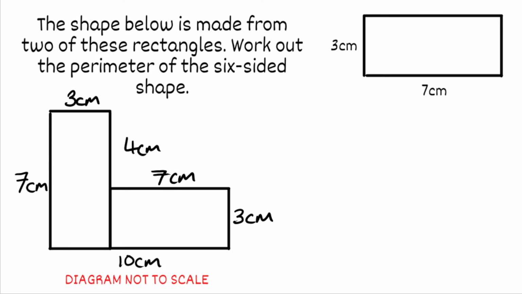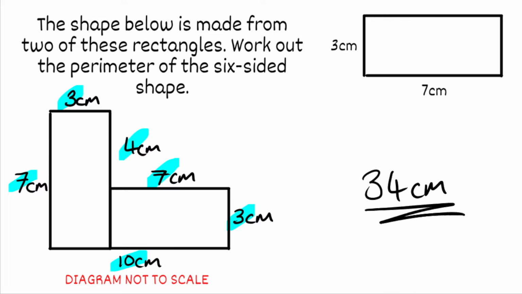So now we've got lengths for all the sides. All we need to do is add them together. So we've got 7, add 3, which is 10. Add 4 gives us 14. Add 7 gives us 21. Add 3 gives us 24. Add the remaining 10 would give us 34 centimetres. And that would be the final answer for that question.